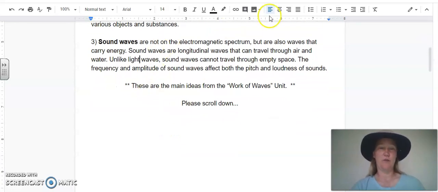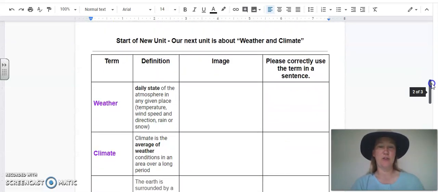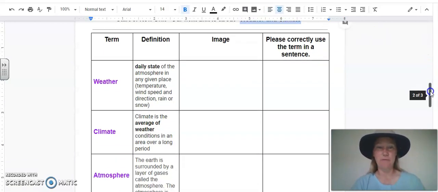So that's some big ideas from waves. There's a lot of things we've learned about this year, so much more to know. But that's a little introduction. The next thing I'd like you to do is think about our weather and climate unit. Some people confuse these terms and use them like they mean the same thing, and they really do not. They are definitely related terms, but they are not synonyms, and they do not mean the same thing.